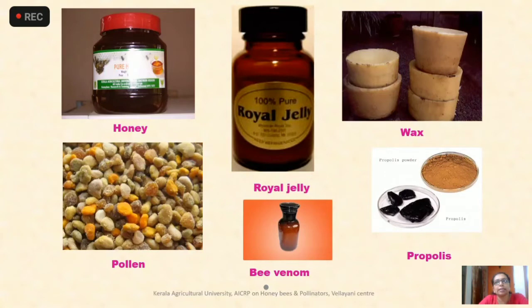During this, the disaccharide sugars are converted into monosaccharides. So sucrose is converted into glucose and fructose. And back in the hive, the nectar is again transferred through trophallaxis, that is mouth-to-mouth transfer, to other worker bees. During this time, there is again a reduction in moisture, and finally this honey is regurgitated into the comb cells.